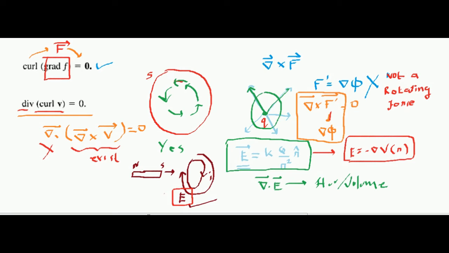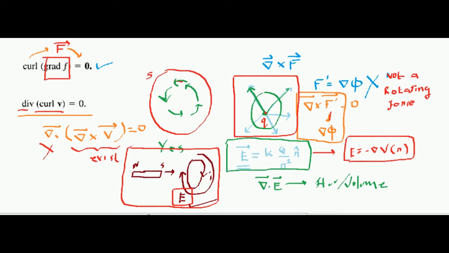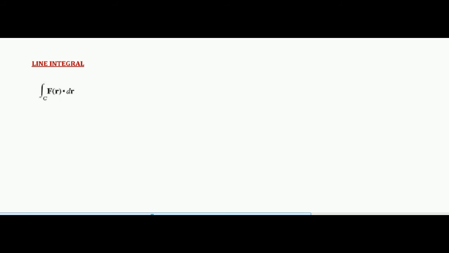So in electrodynamics, we have two types of electric field. One electric field is produced by static charges. This type of electric field has divergence. The other type of electric field is produced by a changing magnetic flux, and this type of electric field will have a curl. As you look at the Maxwell equations, I will emphasize this point. Let us move further. Now we will discuss line integral.